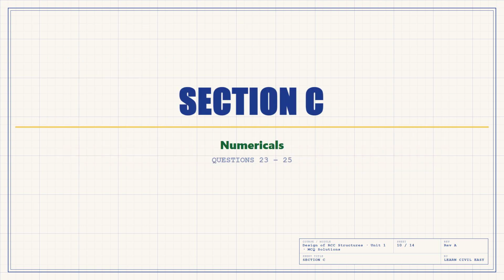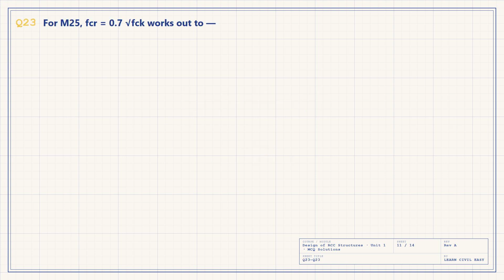Section C. 3 numericals. Watch the units. Question 23. For M25 concrete, the flexural strength equals 0.7 root FCK, substituting 0.7 times root 25, which is 0.7 times 5, which is 3.5 newtons per square millimeter. Option 2. Now look at the wrong options because each one is a specific mistake.